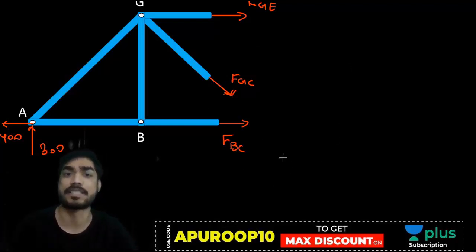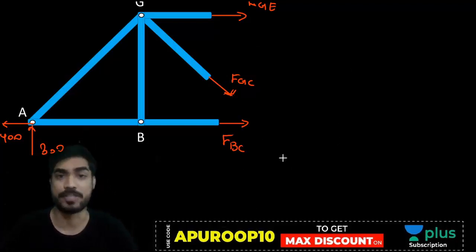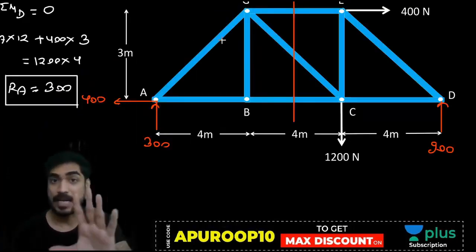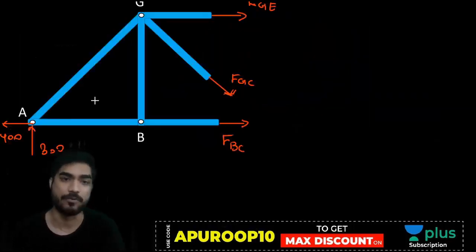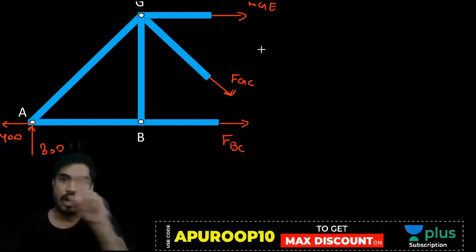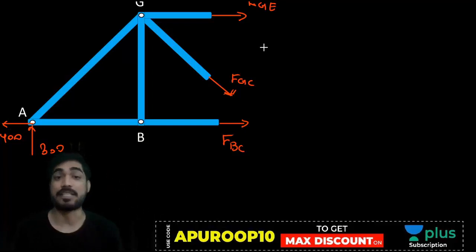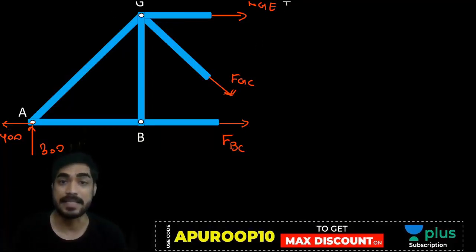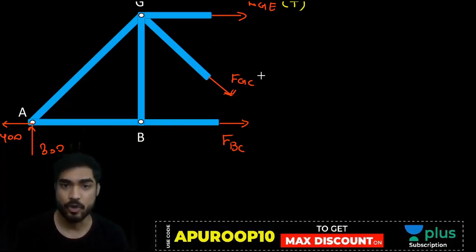What are these forces? These are the internal forces in the member. If a member is not cut, then you will not show the internal force. But if any member is cut from the section, you will show the internal force. Now understand this, beta. What is the nature of all these forces right now? It is tensile. Right now I am assuming tension.